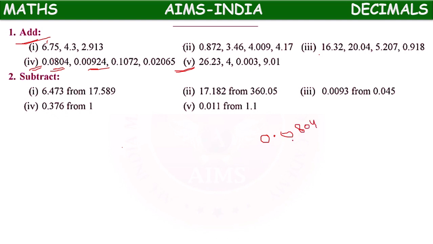0.0804. 4 decimal places. 0.00924. 5 decimal places means we can keep 1 zero here. 0.1072. 1 zero we can keep here. Next, last one.